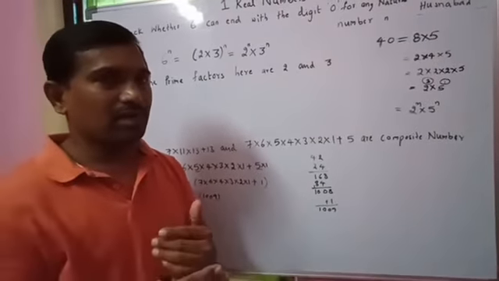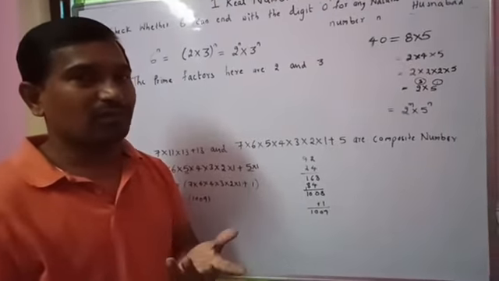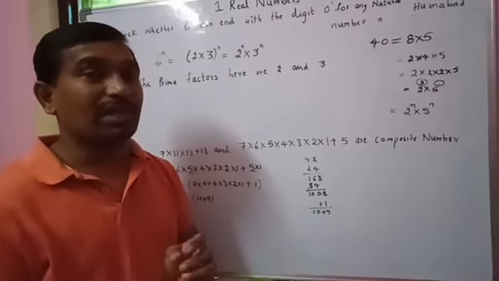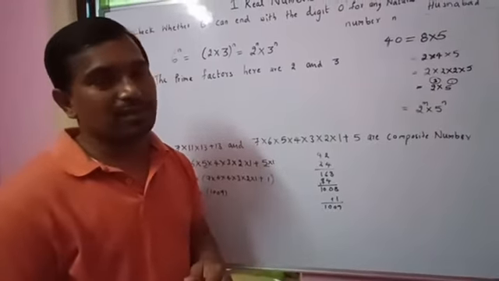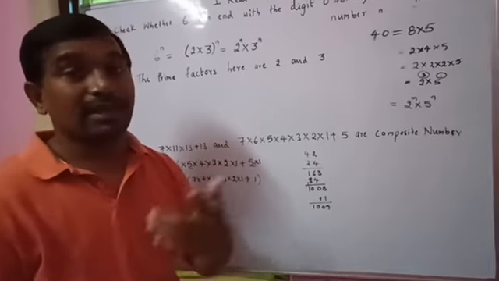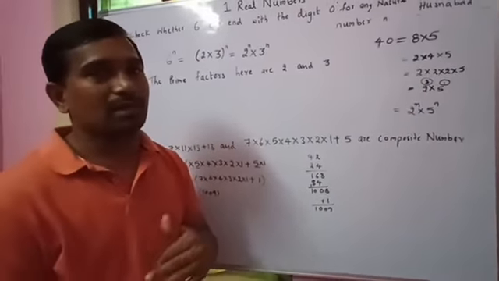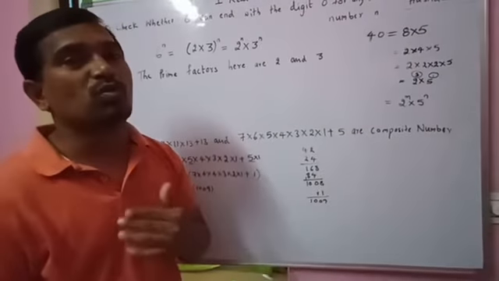So for any number, if you take 45, 45 into 10 is 450. If you take 50, 50 can be written as 5 into 10. So any number ending with 0 can be written as some positive integer into 10. That 10 can be written as 2 into 5. So any number that ends with 0 has factors 2 and 5.